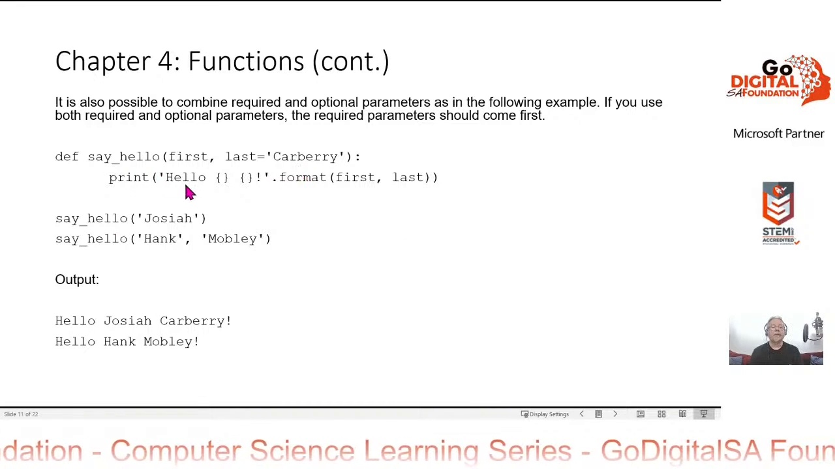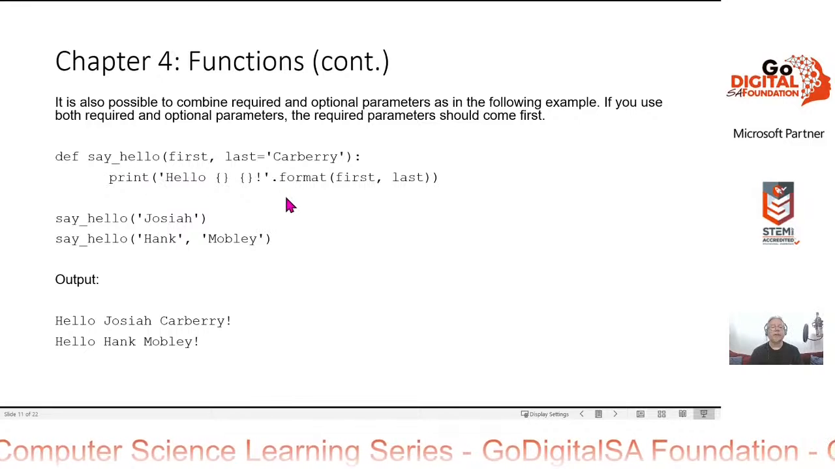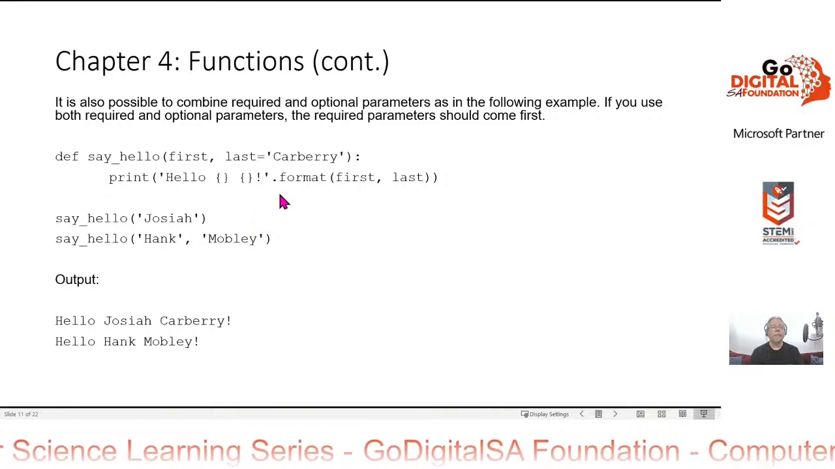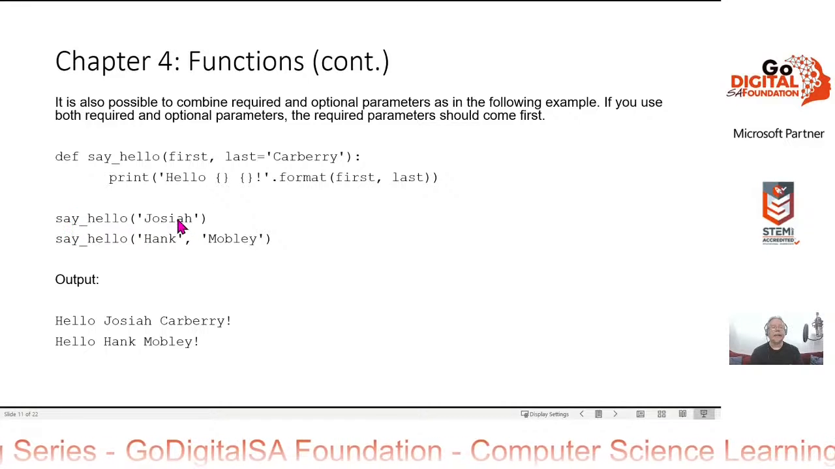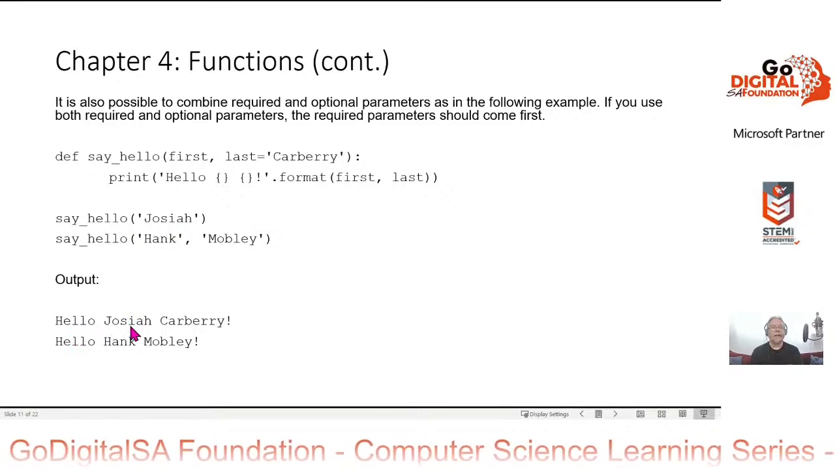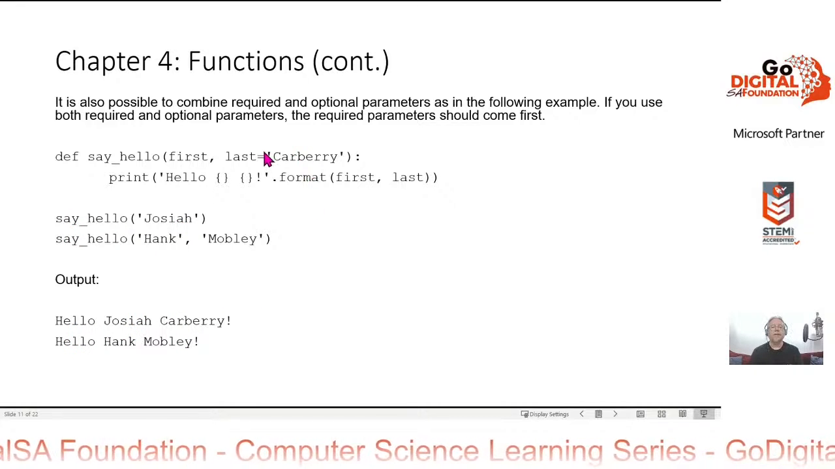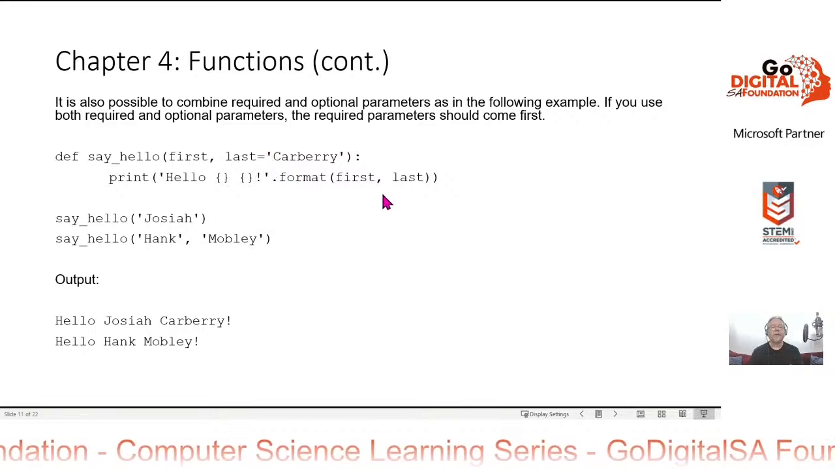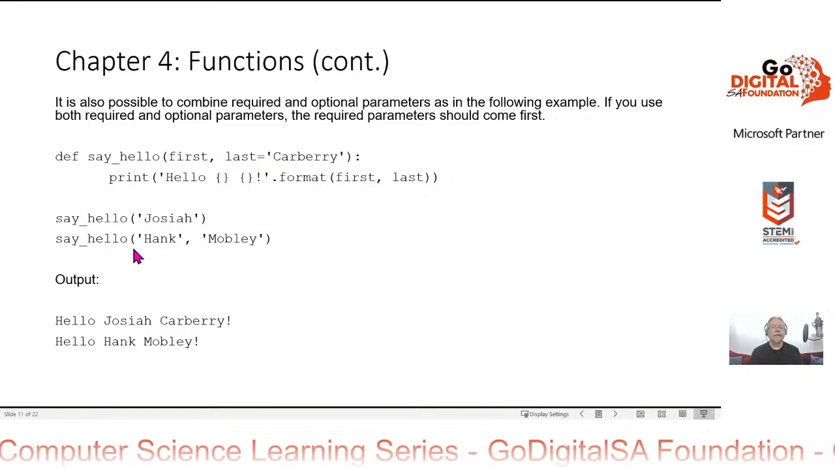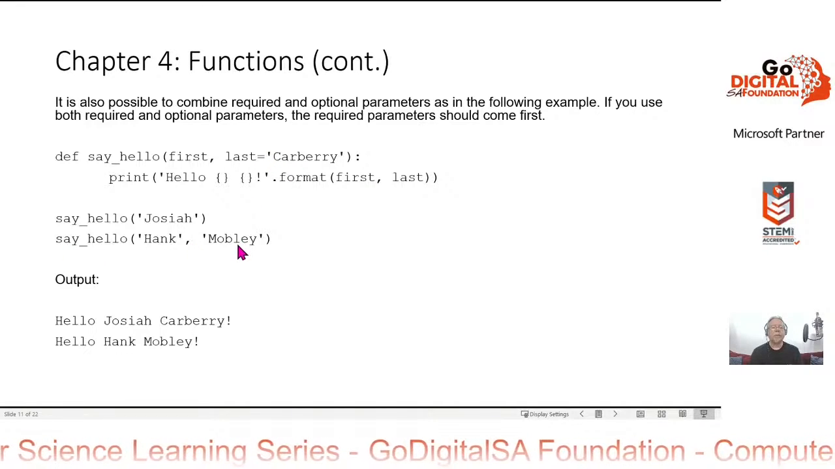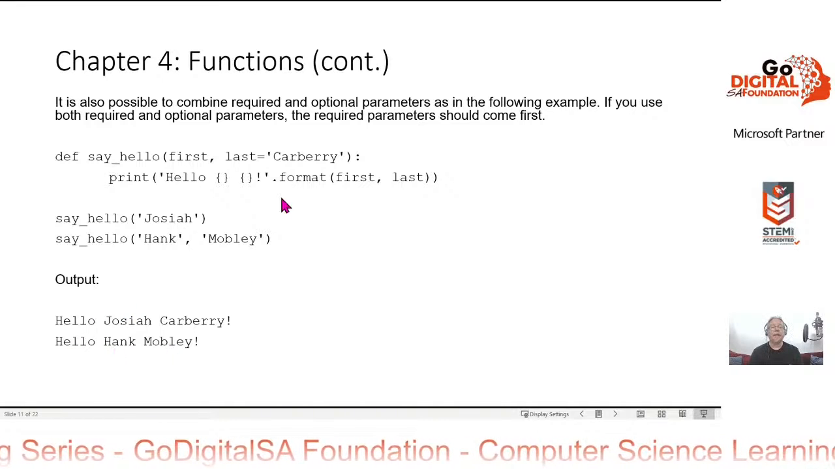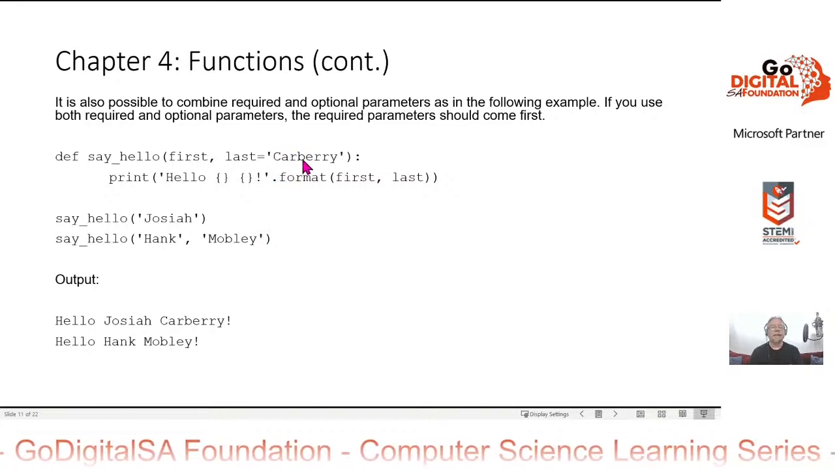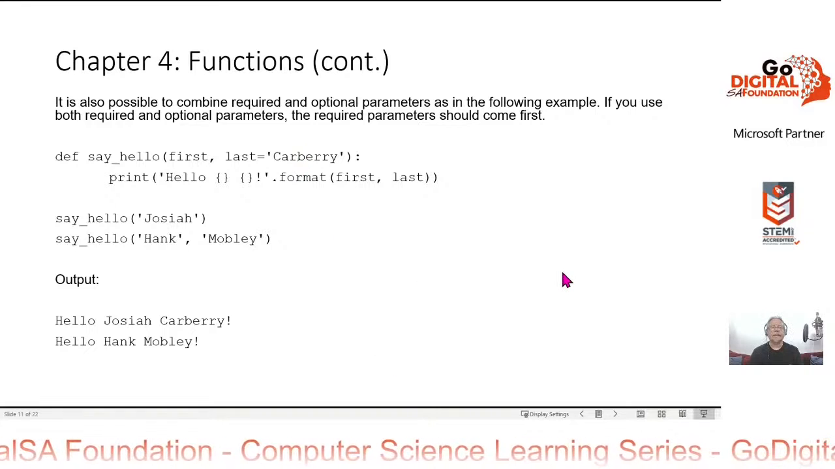So when we call this function, it's going to print hello, first name and last name. So if we call with say hello Josiah, it will say hello Josiah Carberry because Carberry is the default value for last. If we call it with Hank, comma, Mobley, then it will say hello Hank Mobley because now Mobley replaces the default value for the last name.